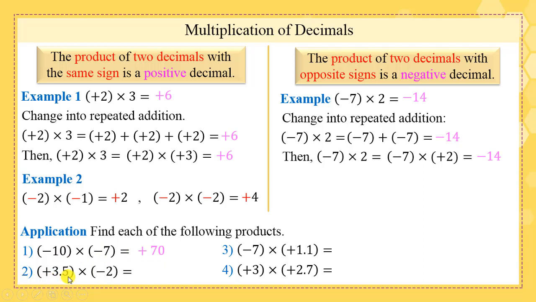Part 2, positive 3.5 times negative 2, they have opposite signs. The product is negative. 3.5 times 2 equals 7. Part 3, negative 7 times positive 1.1, they have opposite signs. The product is negative. 7 times 1.1 equals 7.7. The last part 4, positive 3 times positive 2.7, they have the same sign. The product is positive. 3 times 2.7 equals 8.1.